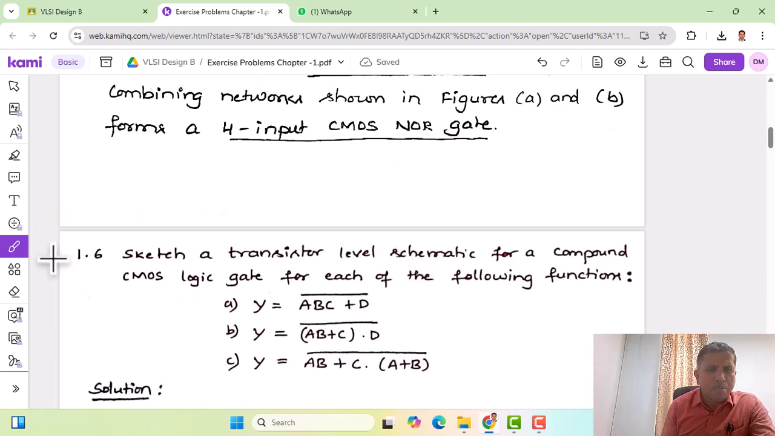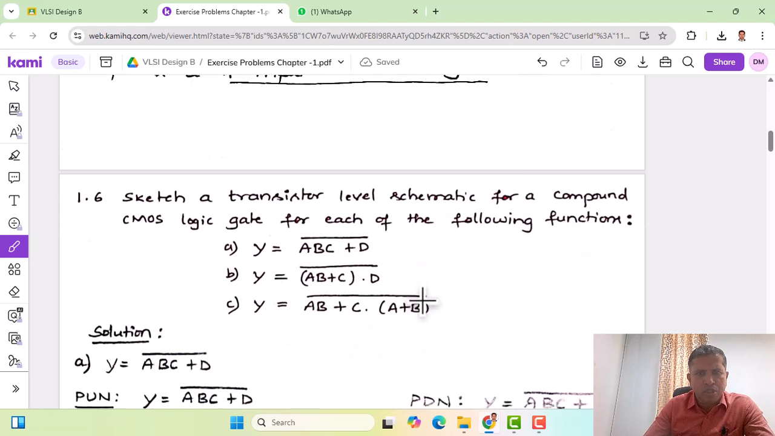In example exercise problem 1.6, it is asked: sketch a transistor level schematic for a compound CMOS logic gate for each of the following functions. 3 functions have been given here, namely function A is Y equals (ABC plus D) whole bar, function B is Y equals (AB plus C into D) whole bar, and lastly we have (AB plus C into (A plus B)) whole, the entire thing complemented. So we need to write a transistor level structure, a CMOS schematic, for each of these Boolean expressions given.